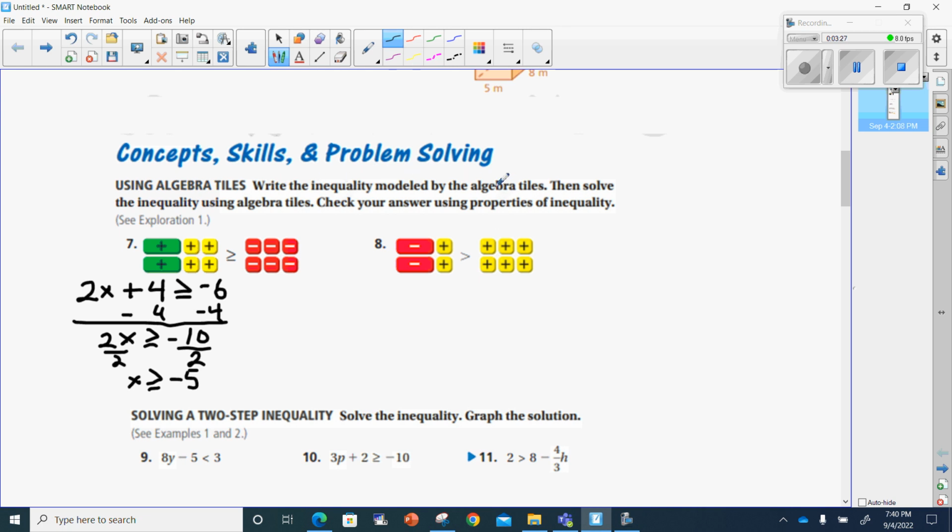Did it ever say to graph? Write an inequality modeled by the algebra tiles and solve the inequality using algebra tiles. Check your, nope, it never says to graph it. So I'm good with number 7 being x is greater than or equal to negative 5.